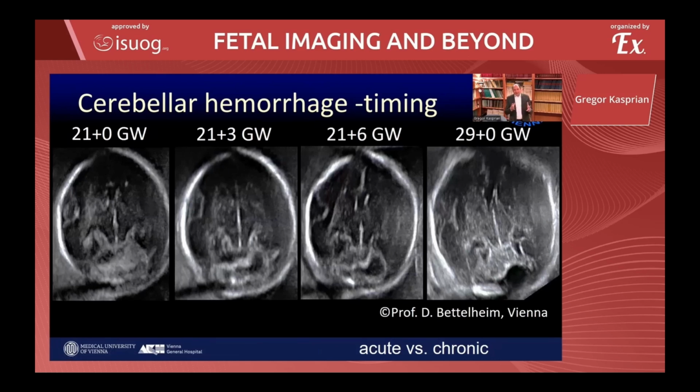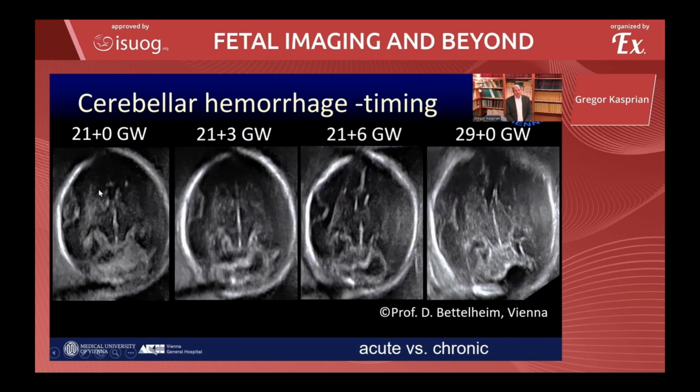Let's come to the different types of hemorrhages. I talked about IVH a lot because it's really the type of hemorrhage we see also very frequently. This is another type we see frequently in fetal imaging, and that is a cerebellar hemorrhage. And I like these images provided by Professor Dieter Bettelheim in Vienna to me, because they really document how rapid the involution of a very acute hemorrhage in a fetus is.